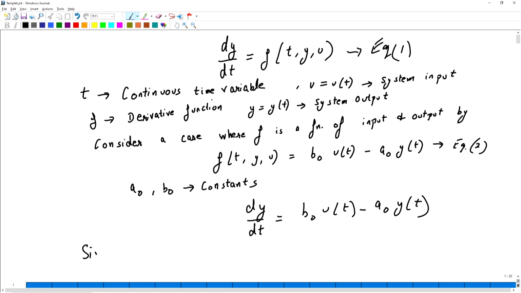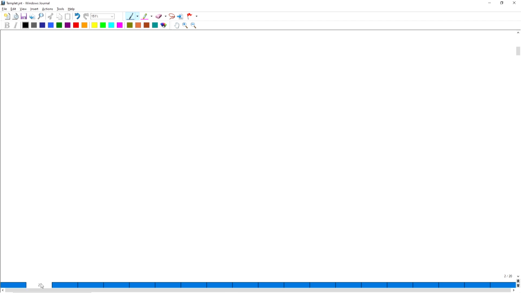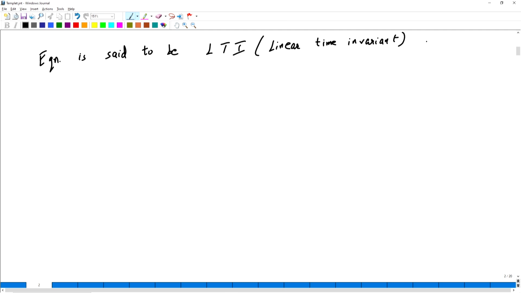Now since a naught and b naught are constants, and the behavior is linear, the equation is said to be LTI, which is nothing but linear time invariant ordinary differential equation, ODE, that is ordinary differential equation.